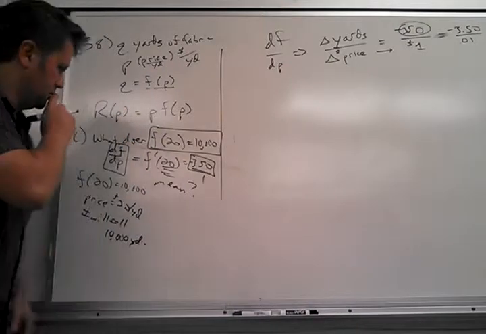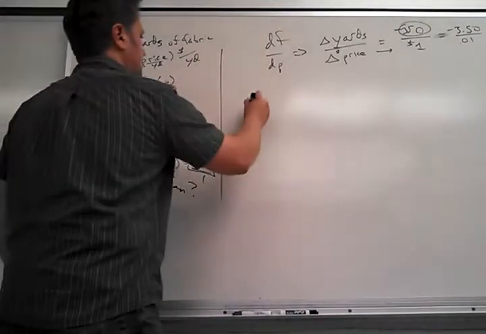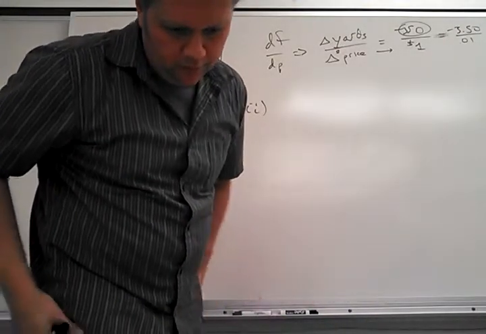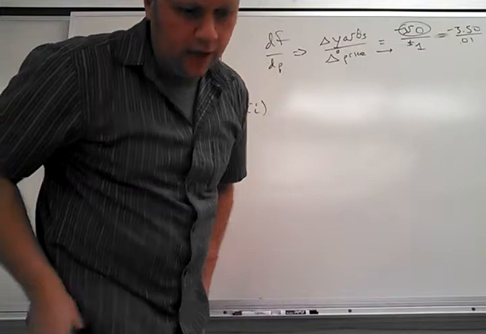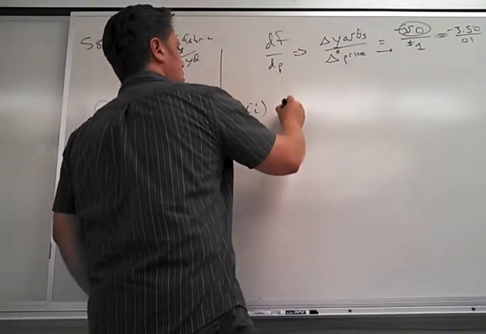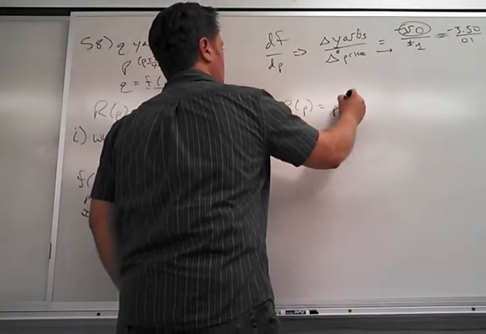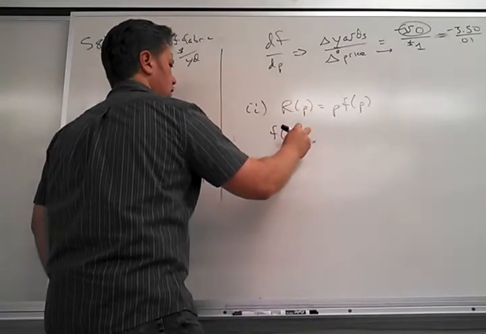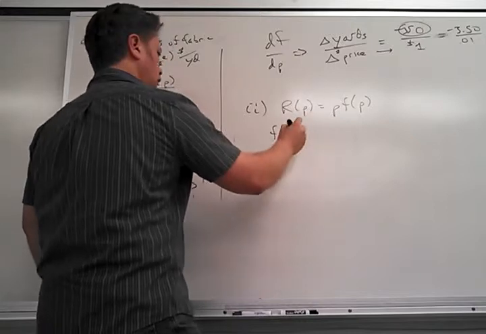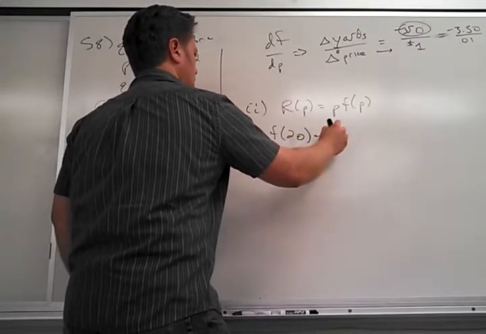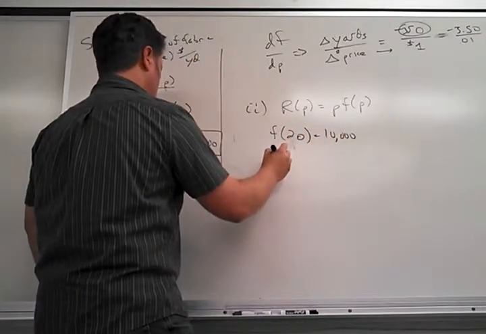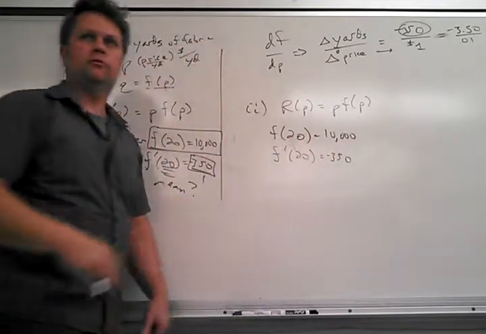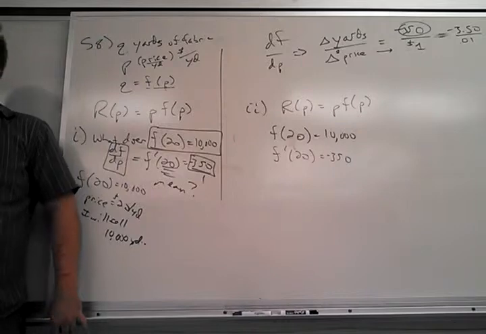All right. And then part B says, assuming the values in part A, find R prime of 20. I love it. So we know R of P is P times F of P. Let's see, what else do we know? We know F of 20 is 10,000. We know F prime of 20 is negative 350, right? That's the stuff we definitely know for sure.